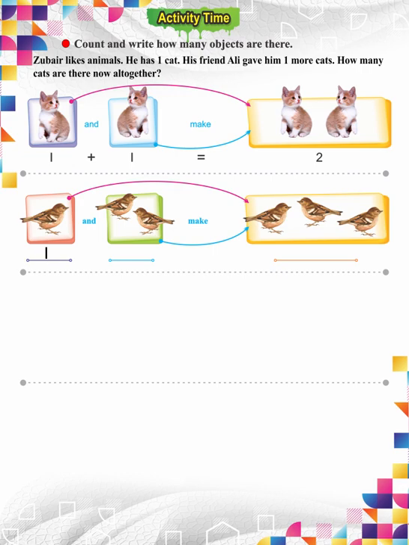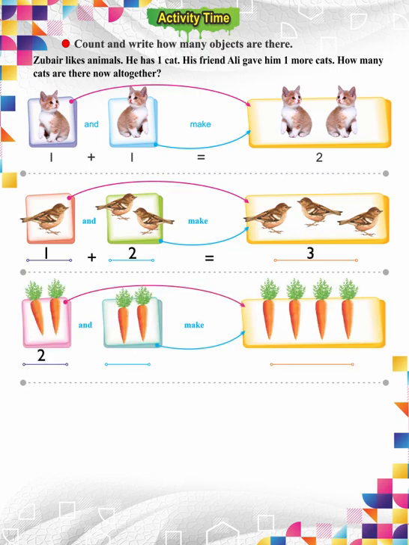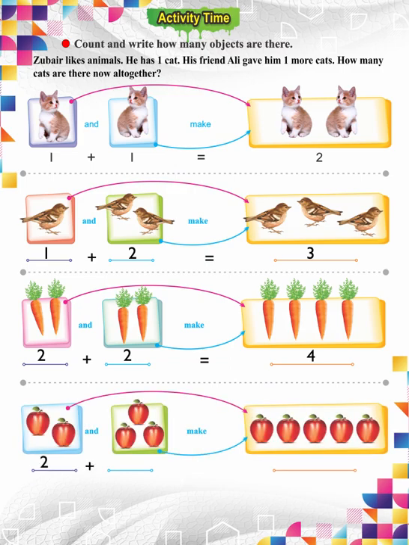Write one sparrow and two sparrows make three sparrows. Write two carrots and two carrots make four carrots. Write two apples and three apples make five apples.